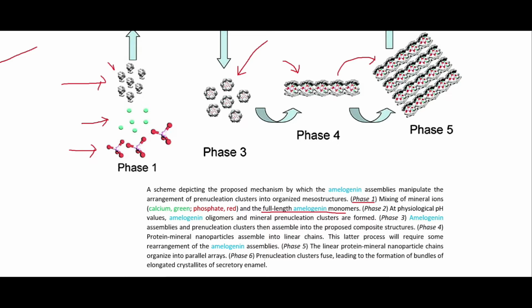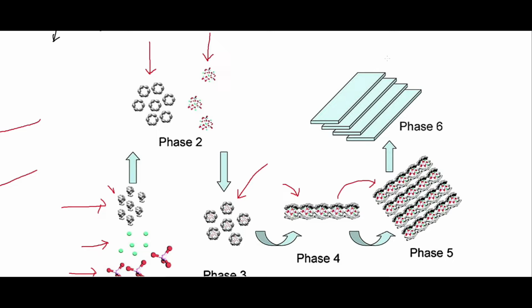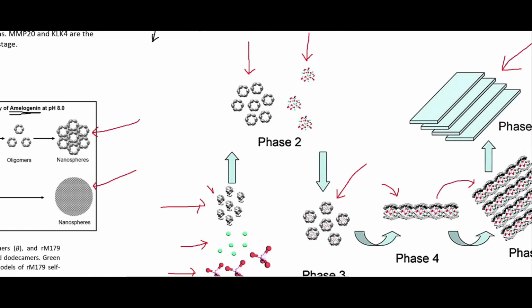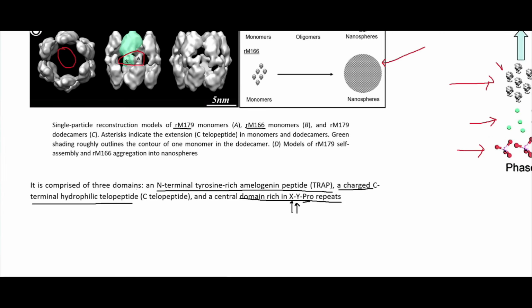Then in phase six, the pre-nucleation clusters fuse, leading to the formation of bundles of elongated crystallites of secretory enamel. So this is the enamel here, which has been secreted, and then the scaffold is removed, and we end up with just the hydroxyapatite there. And so that is the process of enamel formation.